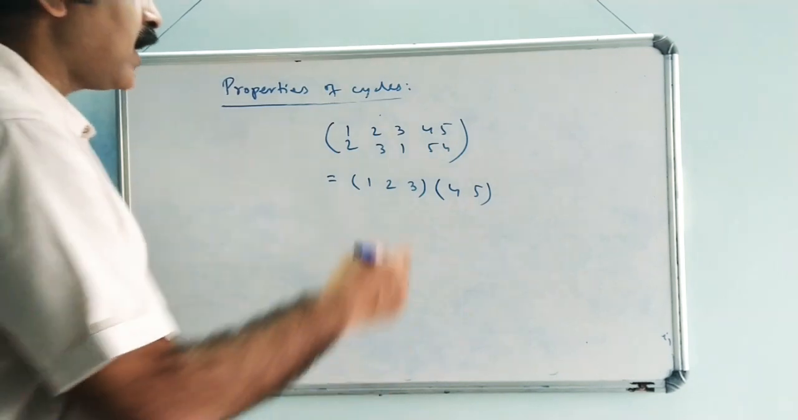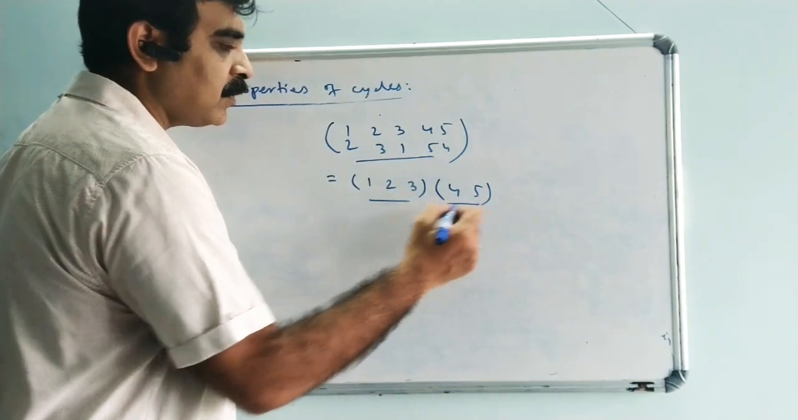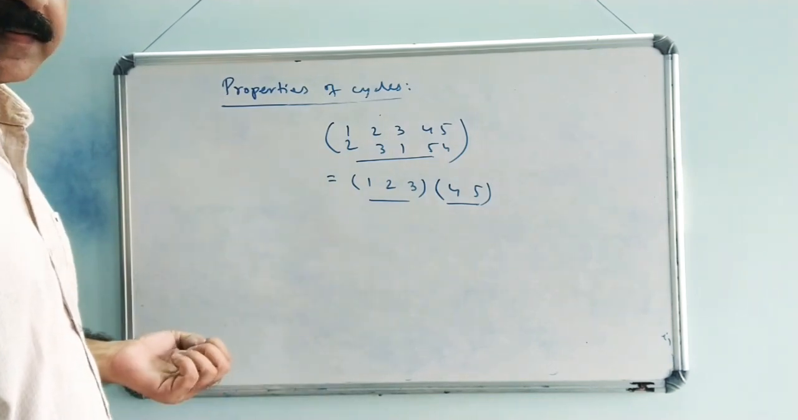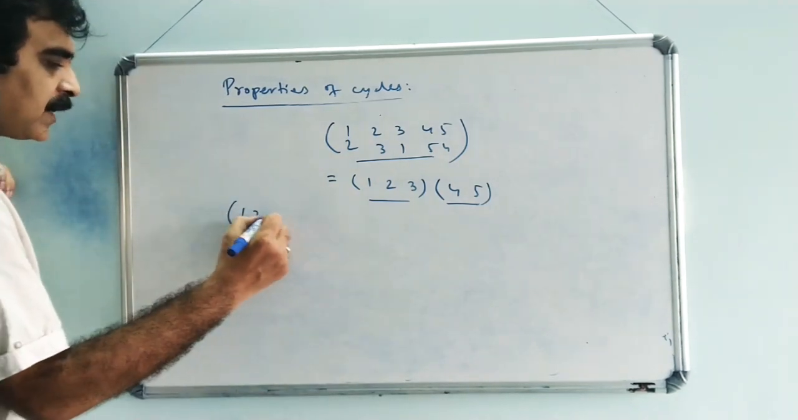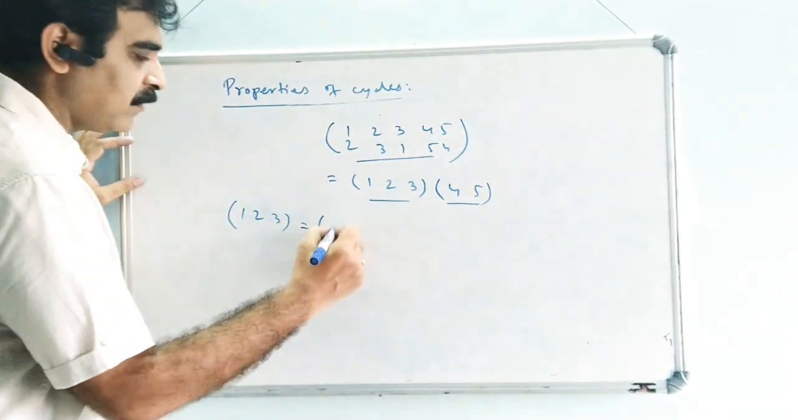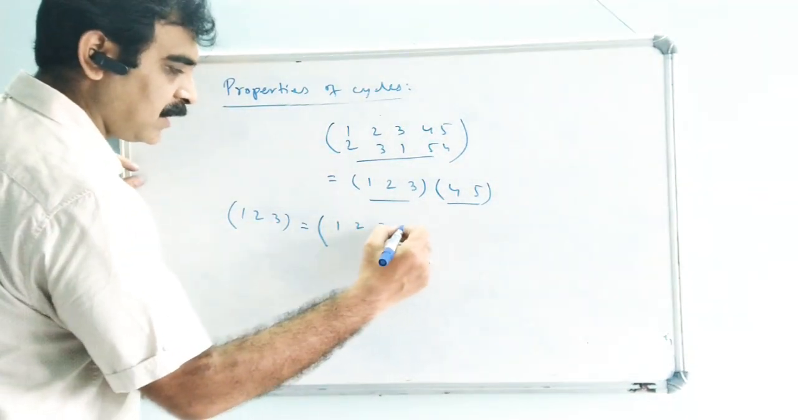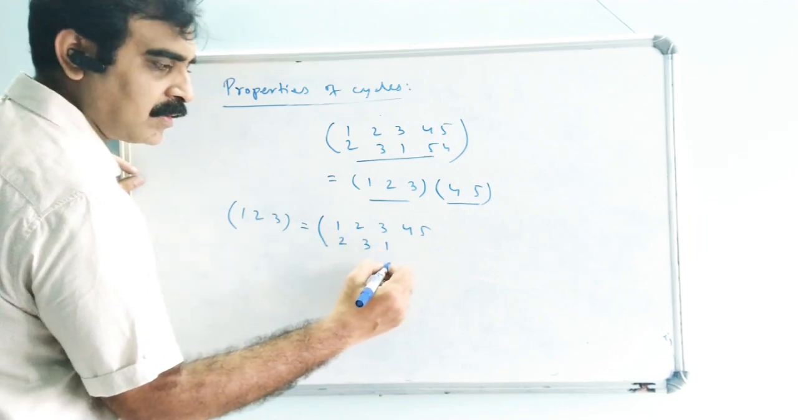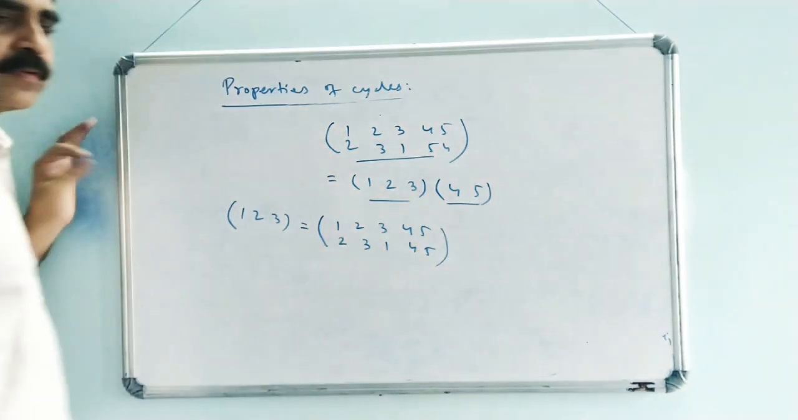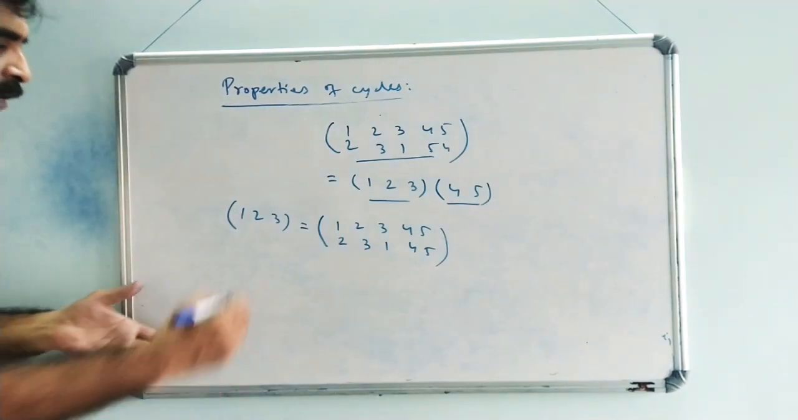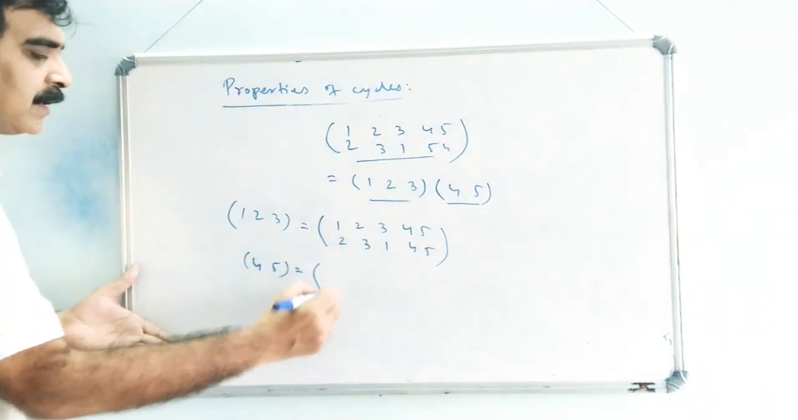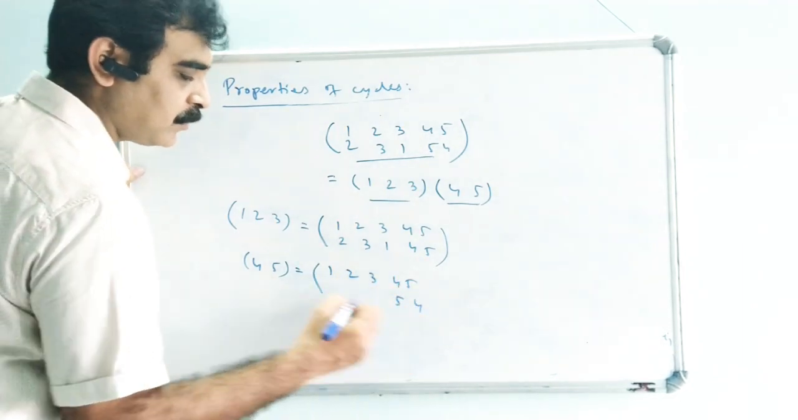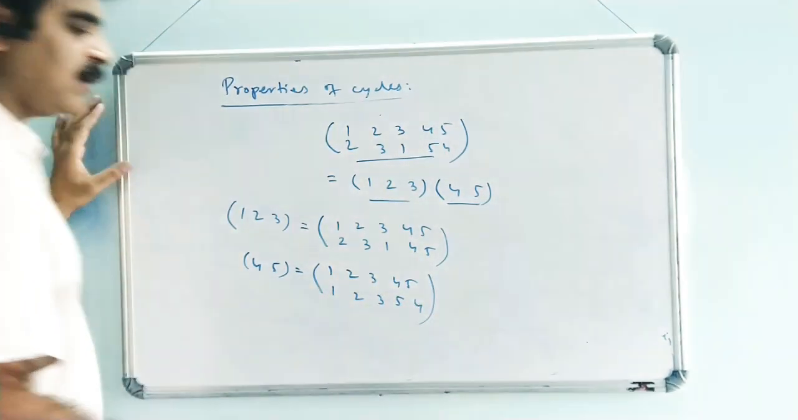So whether we can write this permutation as a product of these cycles, we want to check this. If we write this cycle only in S5, then this is the cycle (1 2 3): 1 goes to 2, 2 goes to 3, 3 comes to 1, and 4 goes to 4, 5 goes to 5. And if we write the other cycle, (4 5): 4 goes to 5, 5 goes to 4, and 1, 2, 3 remain fixed.